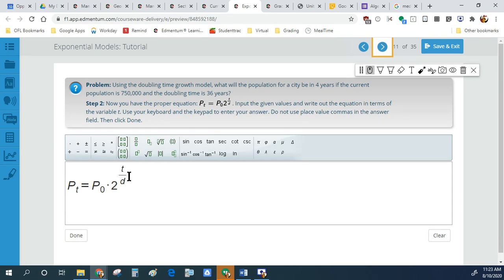And this one, they actually want us to plug it in, I think. Now you can use proper notation, input the values. So this one, we're going to input the 36, 4 years. And here, we're going to change this to 7,500,000.